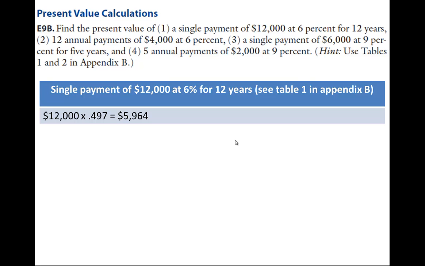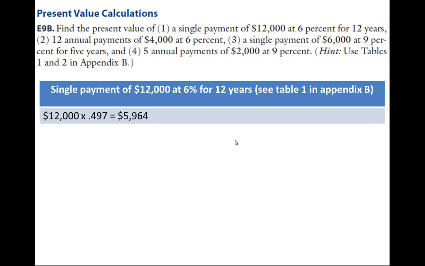So what this means is that if we invest $5,964 today, assuming that for the next 12 years we can invest that money and earn 6%, then we will have $12,000 at the end of 12 years.